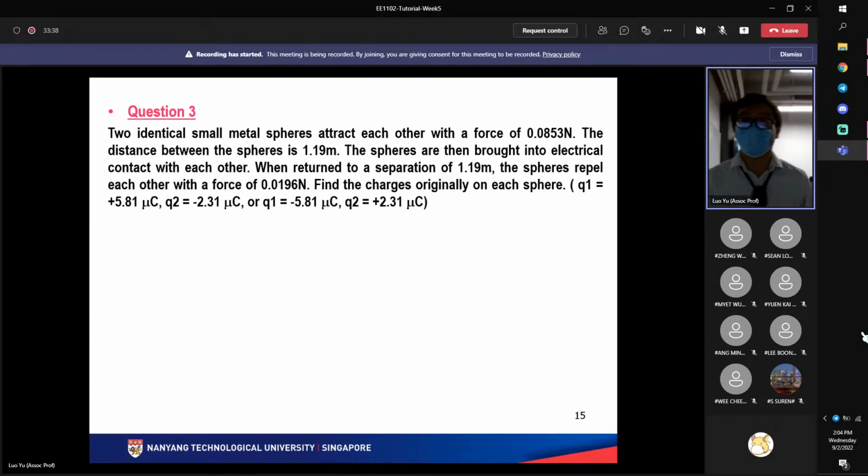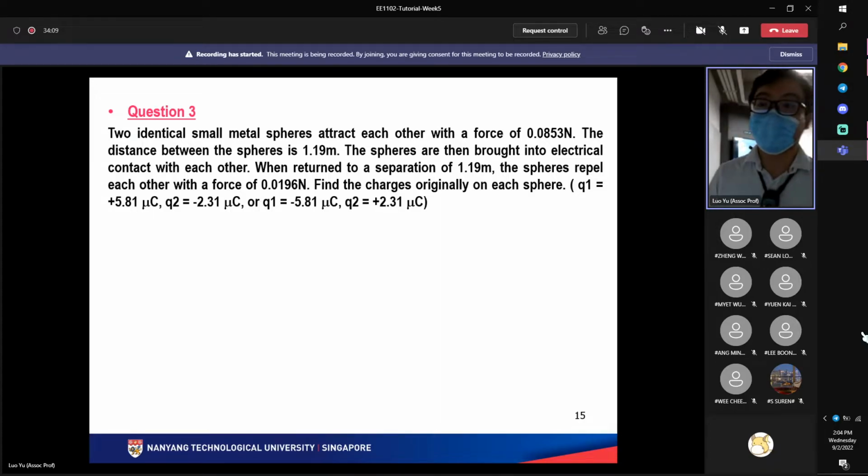So now let's look at question 3. Question 3 is related to question 1, but here we have to do some calculation. Here we have two identical metal spheres. They first attract each other with a force of 0.058 Newton. So they attract each other with this force, which means Q1, Q2 are like charges or unlike charges? Yes, very good. So one should be negative, one should be positive.